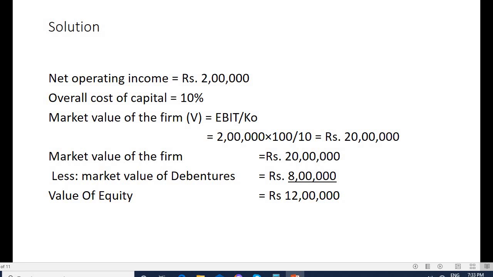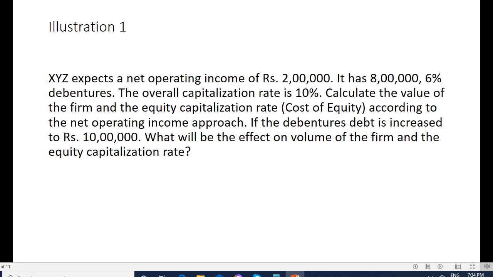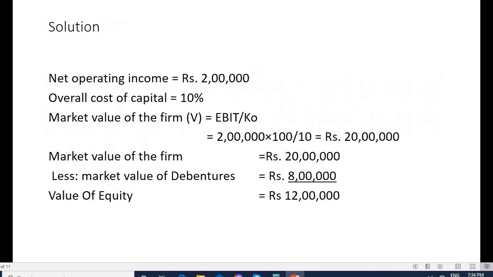Overall cost of capital is 10%. So the market value of the firm is EBIT divided by Ko, that is 2 lakh into 100 divided by 10, which comes to 20 lakhs. So the market value of the firm is 20 lakh and the market value of debenture, as given in the problem, is 8 lakh. So 20 lakh minus 8 lakh is 12 lakh.